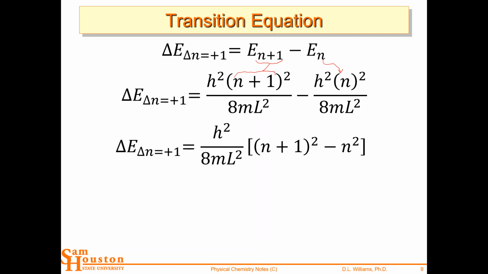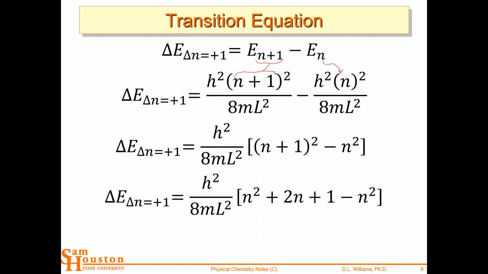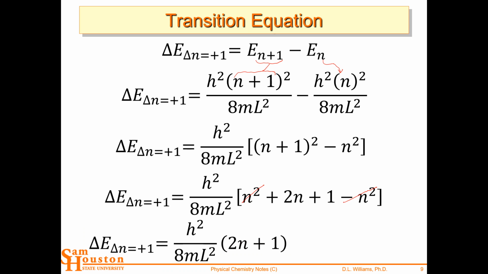We can pull all those constants out front, and then we have a simple polynomial to evaluate, n plus 1 squared minus n squared. It's nice that the squared dependence goes away because we have a plus n squared and a minus n squared. And so we're left with this equation.